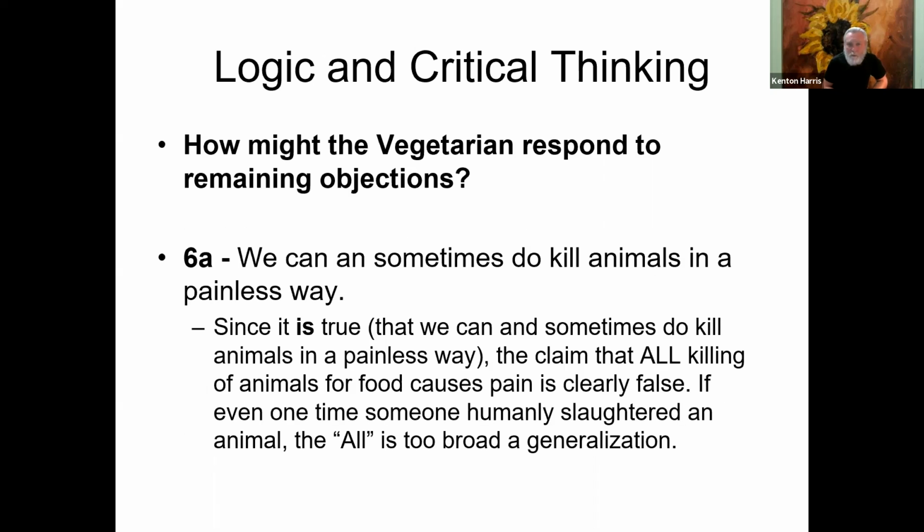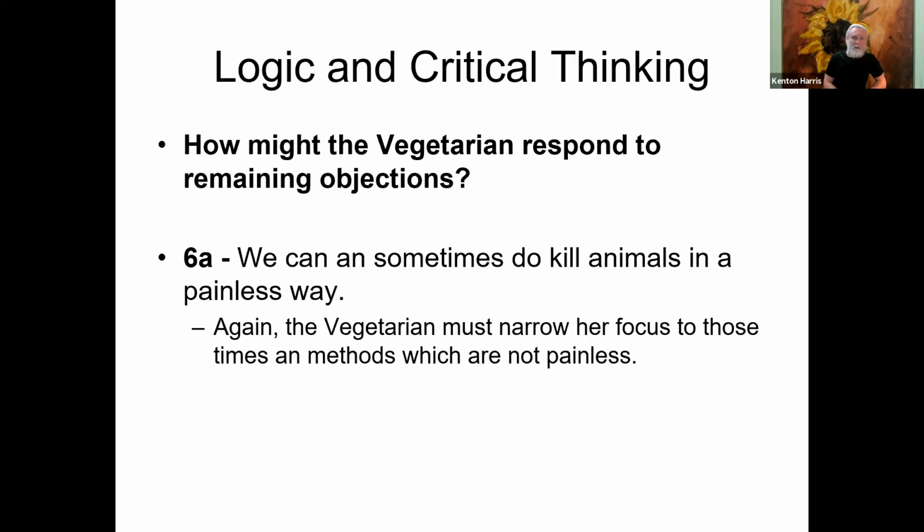Number 6, we can and do sometimes kill animals in a painless way. Since this is true, the claim that all killing of animals for food causes pain and suffering is clearly false. If even one time someone humanely slaughtered an animal, the "all" is too broad a generalization. Again, the vegetarian must narrow her focus to those times and methods of slaughter which are not, in fact, painless.